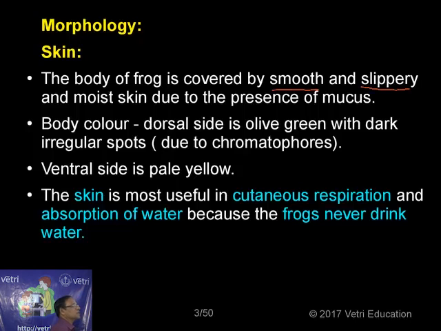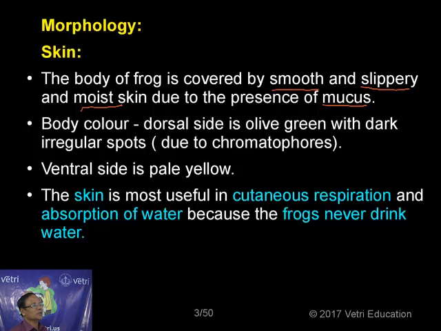This is because of the secretion of mucus by the mucus glands. The unicellular glands are present at the surface of the body, and they are keeping the skin always moist. This is because of the mucus secreted by the unicellular glands, the mucus glands. We have seen already, it is an example for apocrine glands, mucus secreting cells.